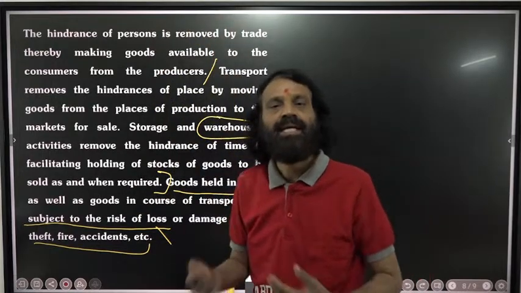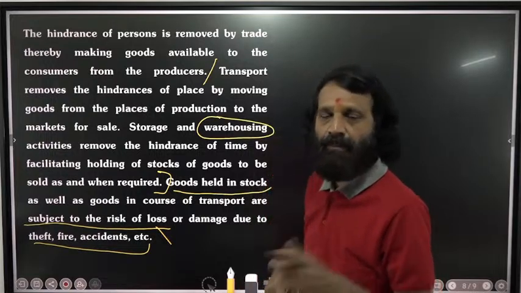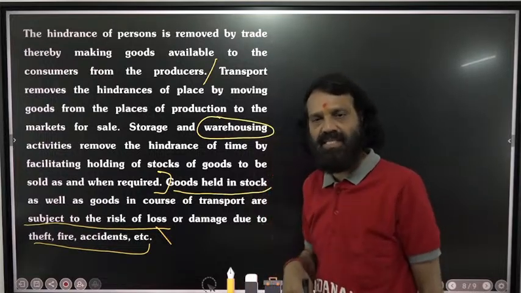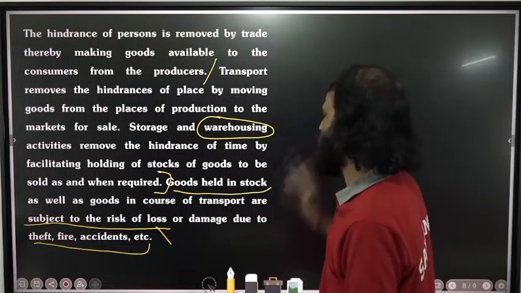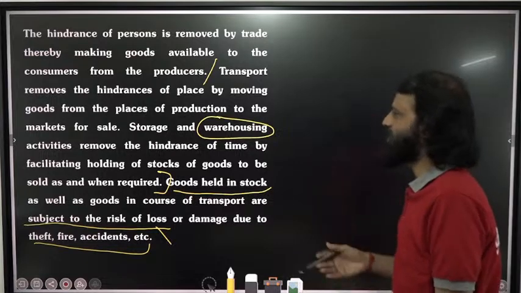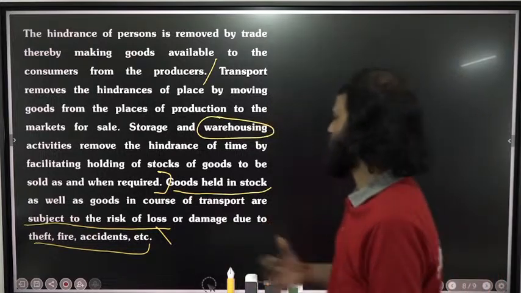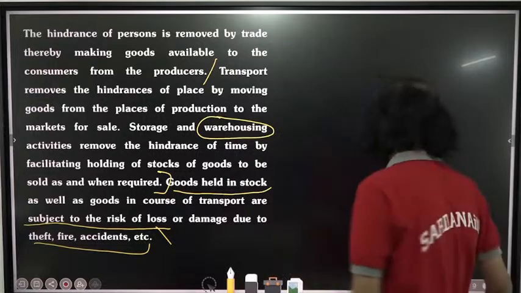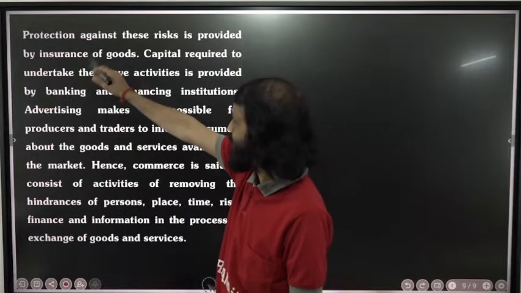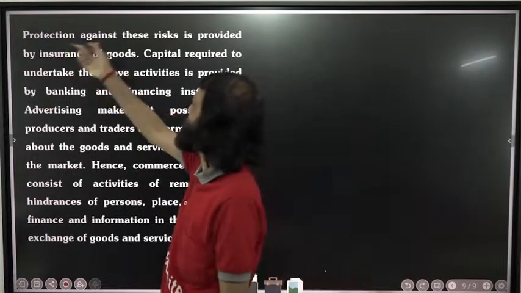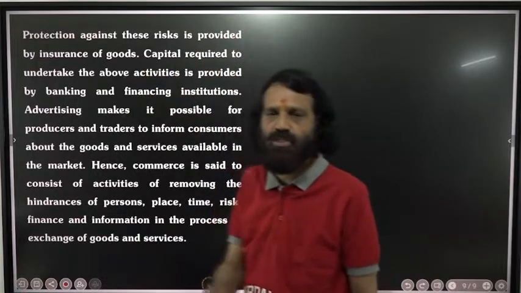What are the main tertiary industries? Transport is there, banking is there, marketing is there, advertisement is there, communication is there. All those facilities must be better in our country. Then only we can say our tertiary industries are better and better. Then we can move on to the next point, that is protection against this risk is provided by insurance of goods. Yes, we understood that.